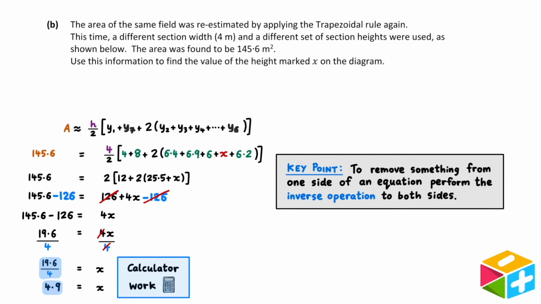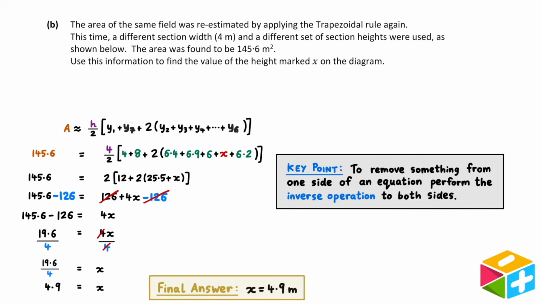From here, all we have to do is type 19.6 divided by 4 into our calculator. The unit here is meters, so our final answer is that x is equal to 4.9 meters.